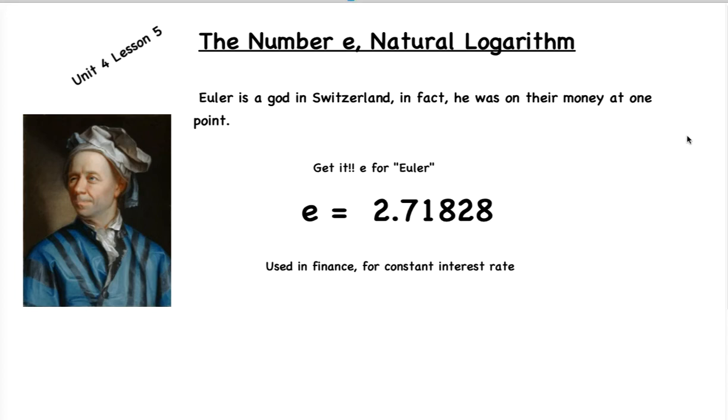Okay, so we're finally getting to that base e that we're talking about. It is a number found by this gentleman over here, and his name is pronounced Euler, not Euler.